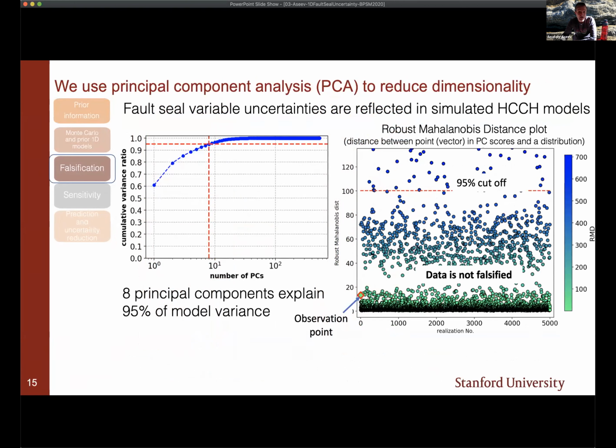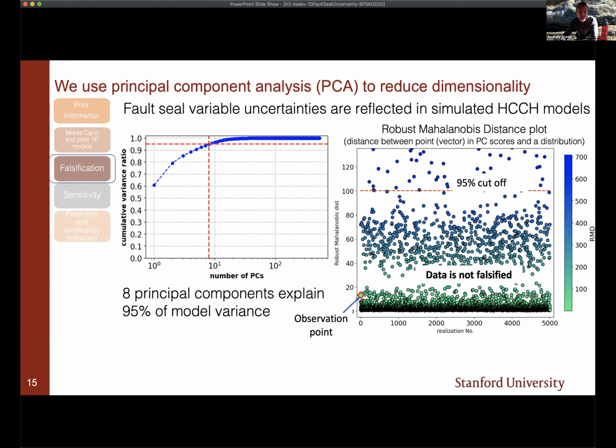PCA can construct some new characteristics that turn out to summarize our data well. Of course, these new characteristics are constructed using the old ones, the FaultSeal variables. PCA combines our input variables in a specific way so that we can drop the least important ones. So we choose 8 principal components, 8 vectors that can describe our data and which explain 95% of model variance.